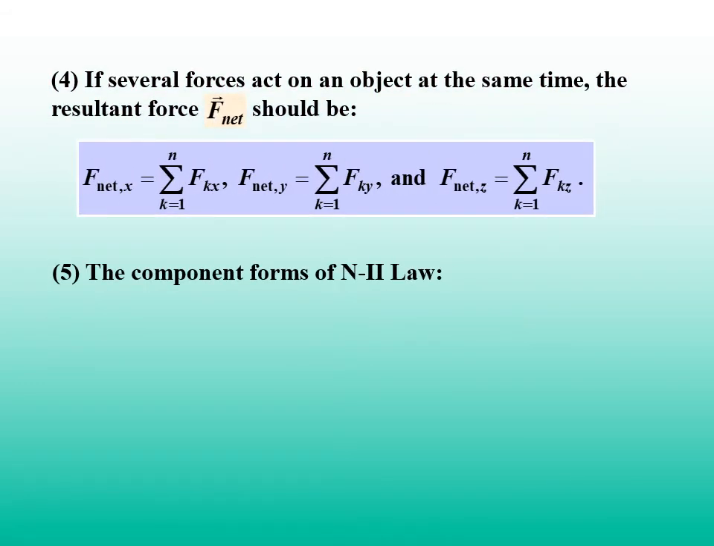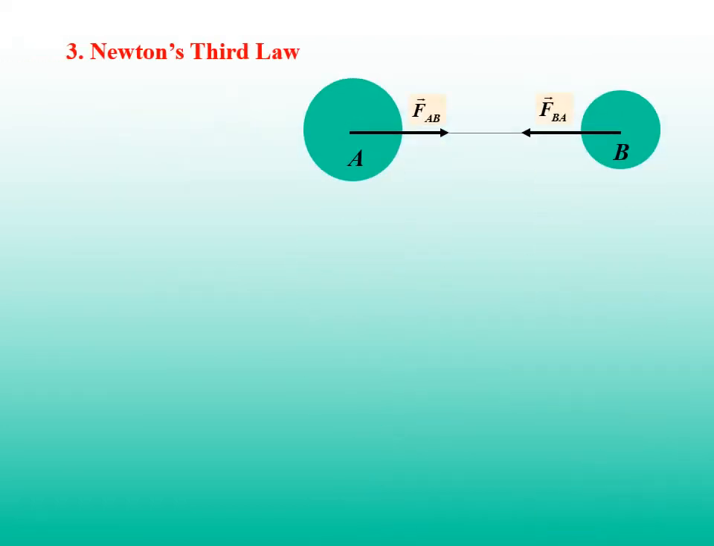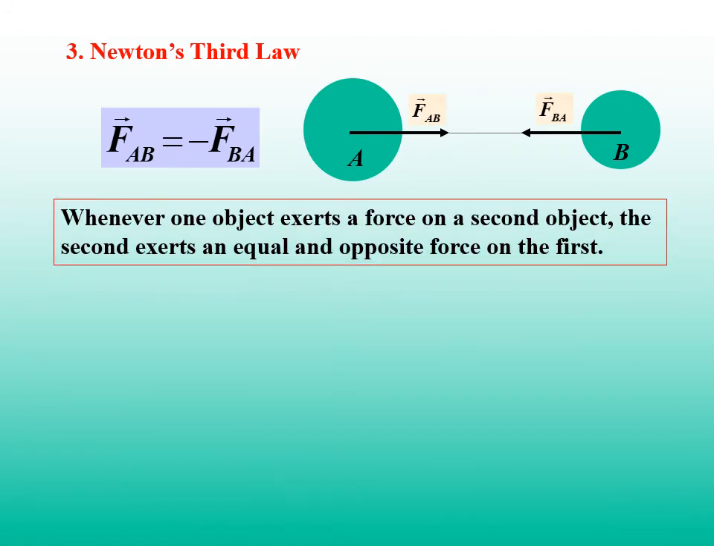Newton's second law can be expressed in component forms. The acceleration component along a given axis is caused only by the sum of the force components along that same axis, and not by force components along any other axis. Newton's third law states that whenever one object exerts a force on a second object, the second exerts an equal and opposite force on the first.